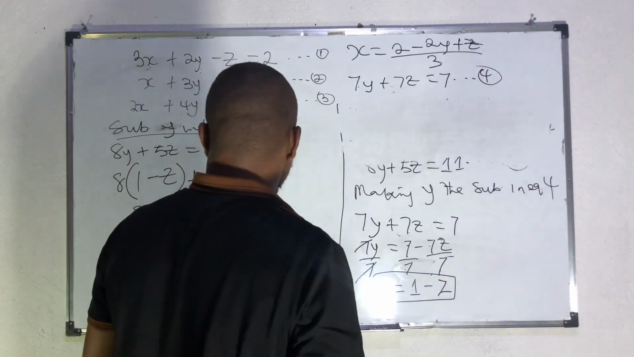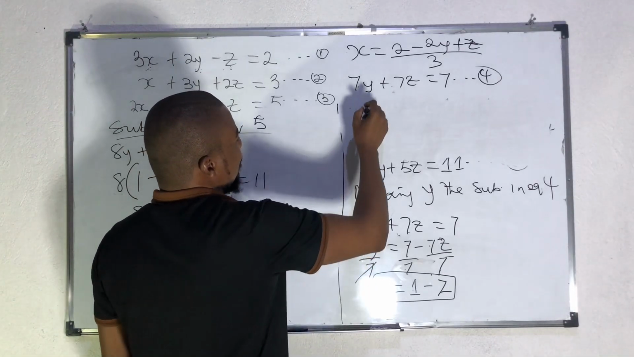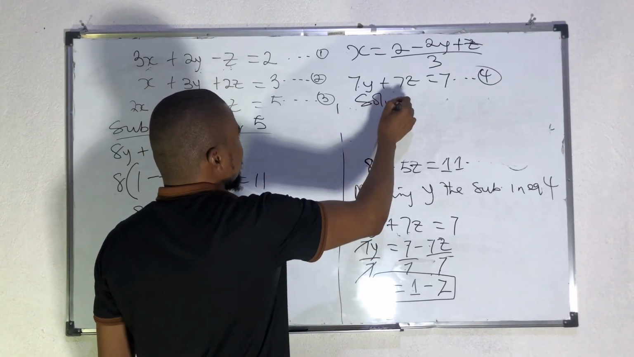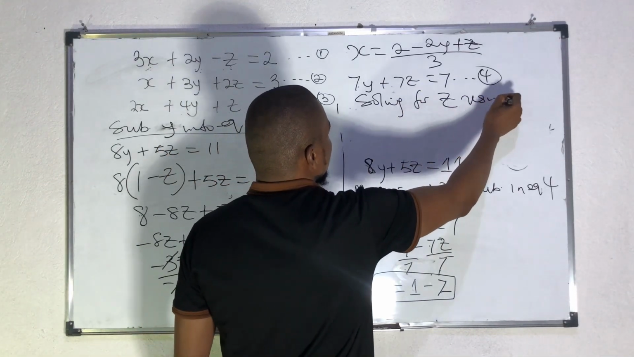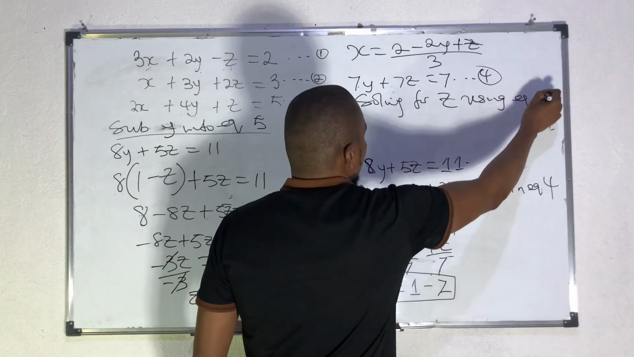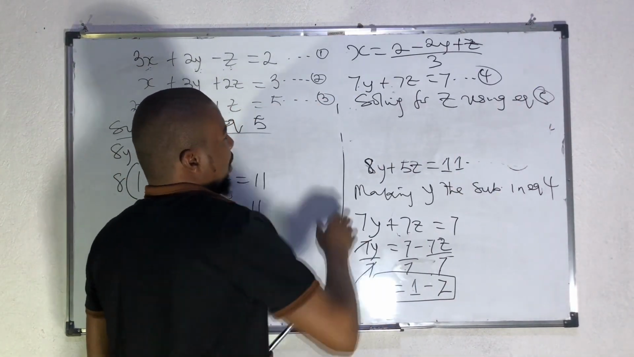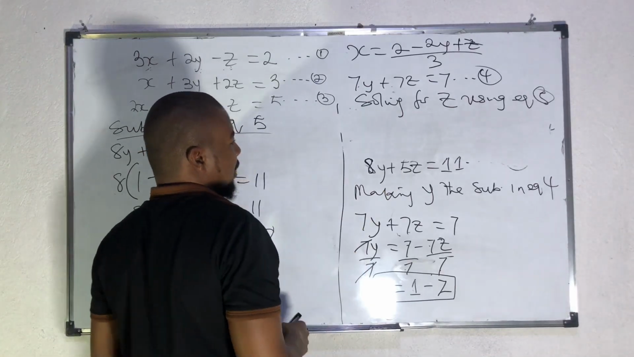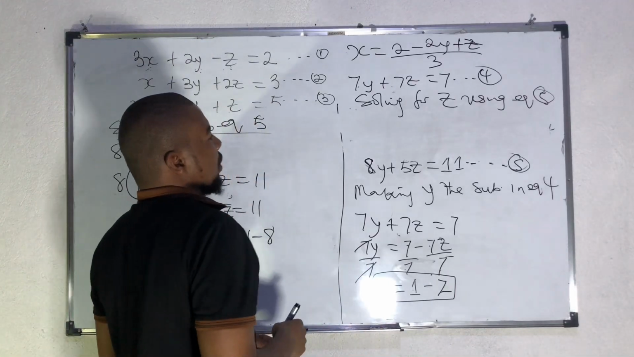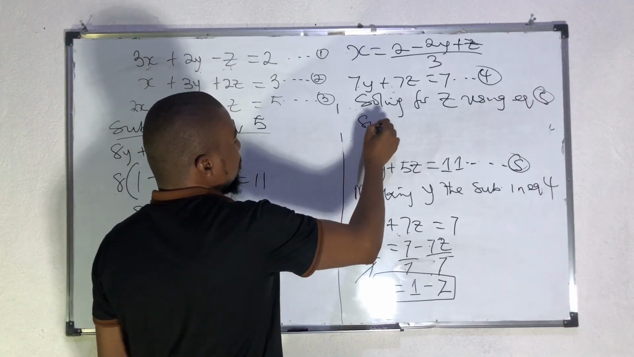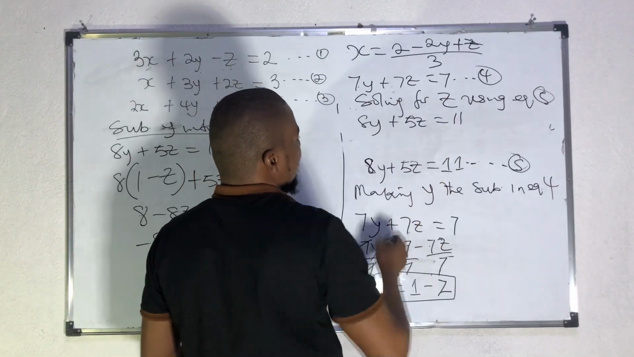I'm going to choose to solve for y using equation 5. You can also solve using equation 4. It doesn't really matter. Whether you use 4 or 5, you still get the same answer. But let me use equation 5. What's our equation 5? We have 8y plus 5z is equal to 11.